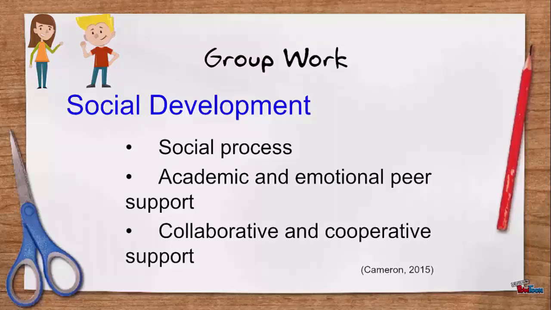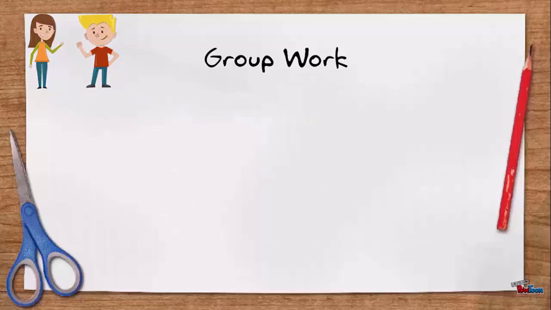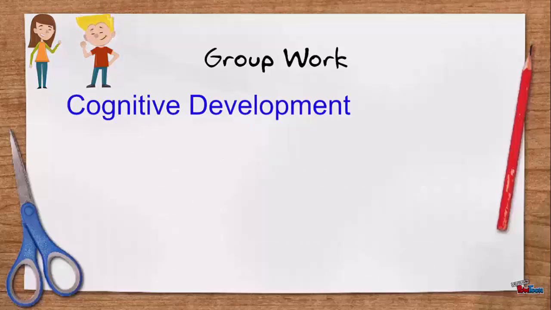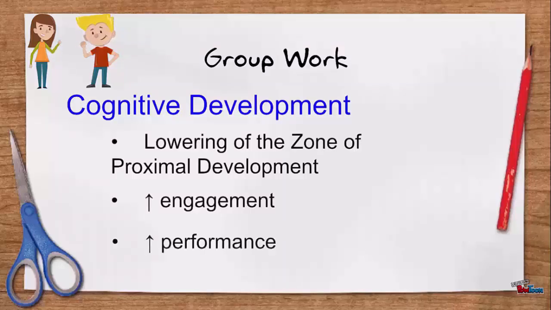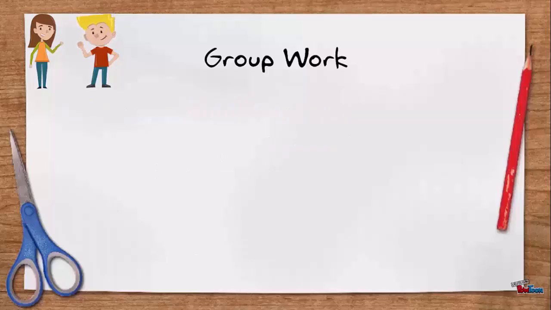Collaborative and cooperative teaching strategies ensure students work together to monitor their progress as a group. Group work lowers the zone of proximal development, as other students assist Kayla in bridging the gap in her knowledge. As she already knows basic maths and science concepts, Kayla may also learn by teaching these concepts to other students. Group work can also increase engagement and performance as students enjoy working together as opposed to individually.